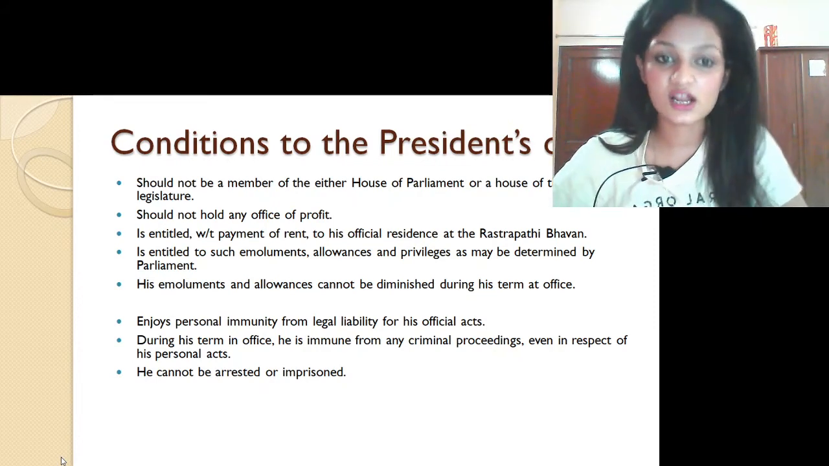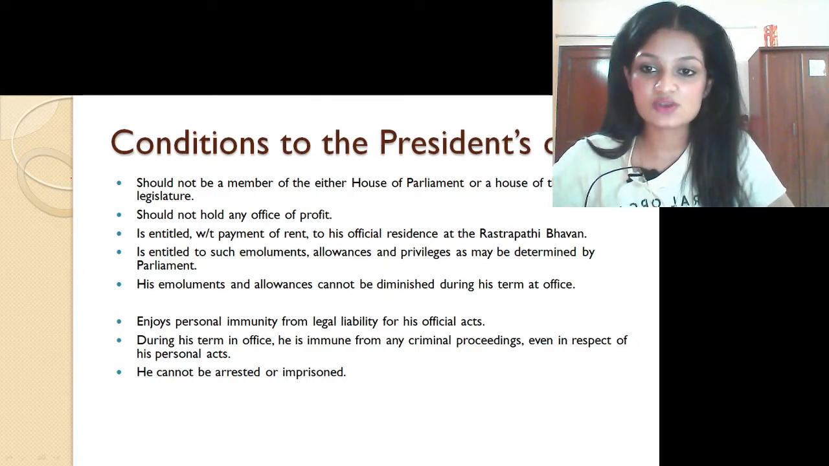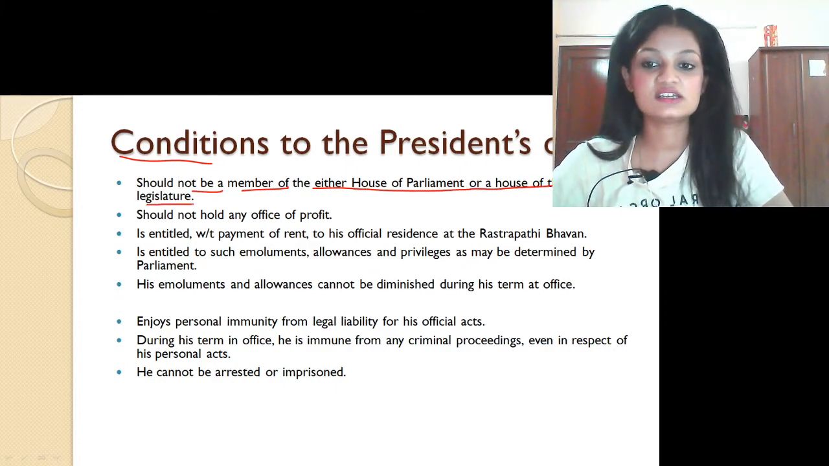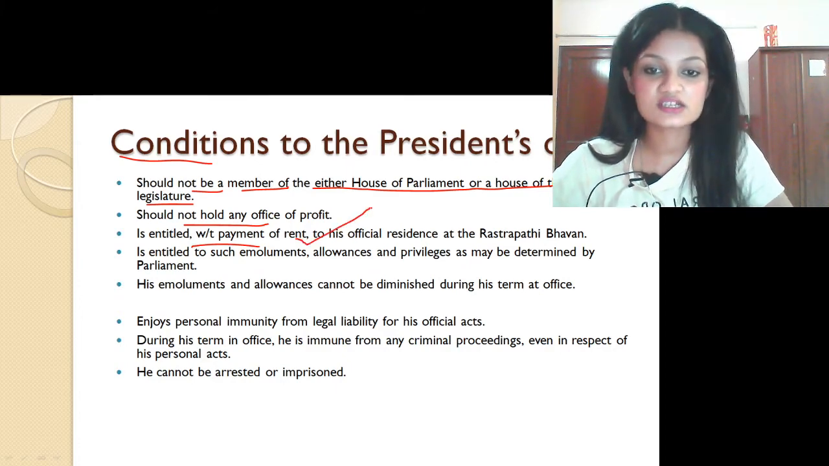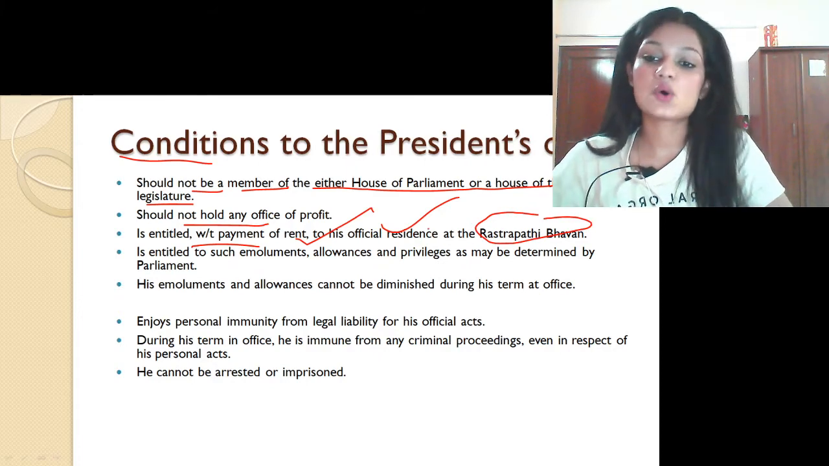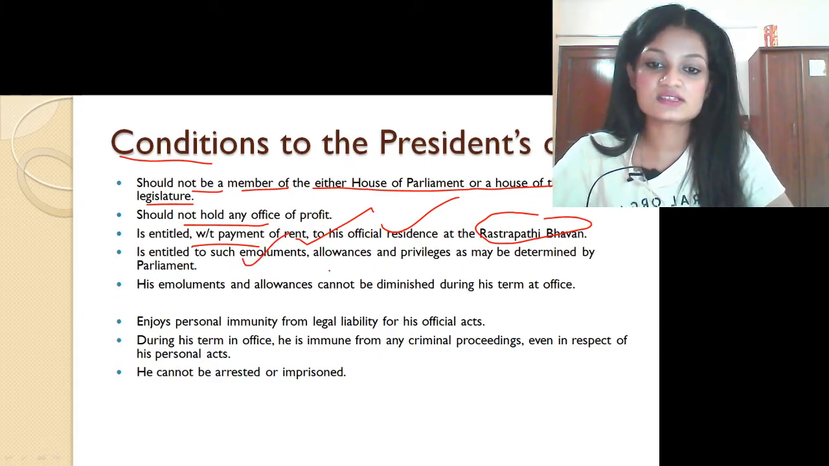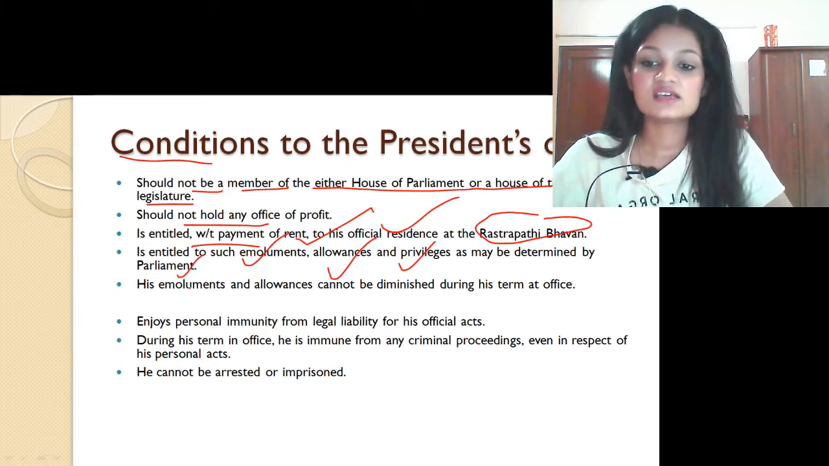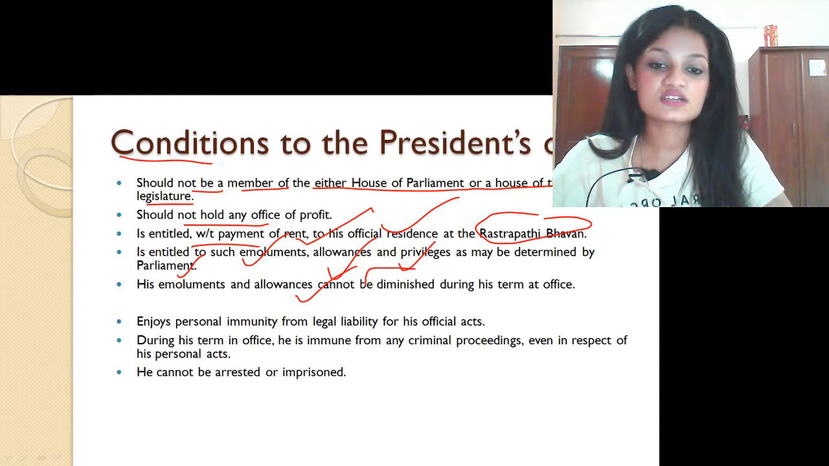Now we will discuss the conditions to the president's office. He should not be a member of either house of the parliament or a house of the state legislature. He should not hold any office of profit. He is entitled without payment of rent to his official residence at Rashtrapati Bhavan. He is also entitled to such emoluments, allowances and privileges as may be determined by Parliament. His emoluments and allowances cannot be diminished during his term at office.